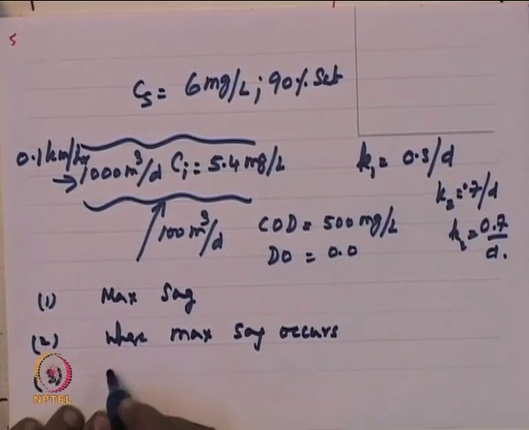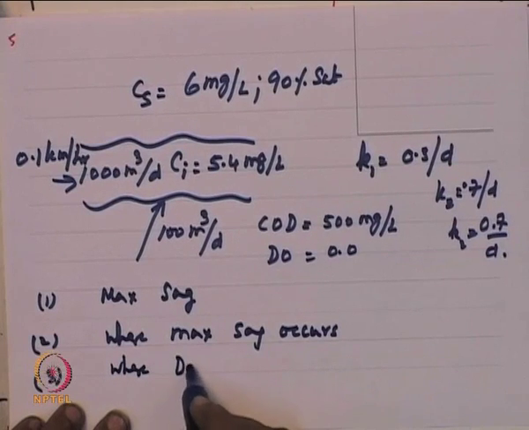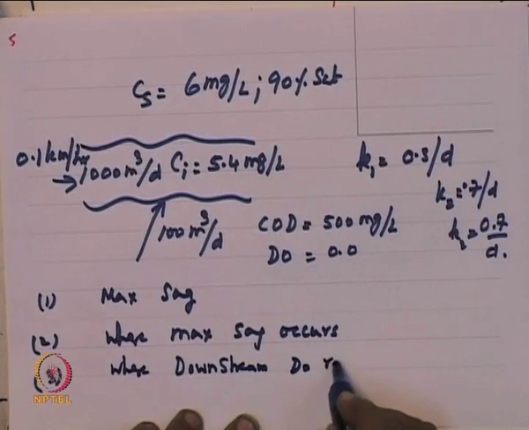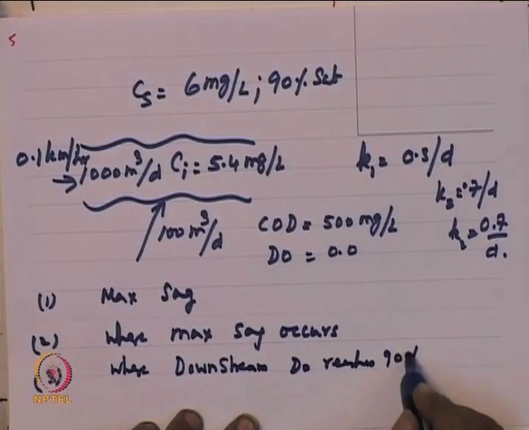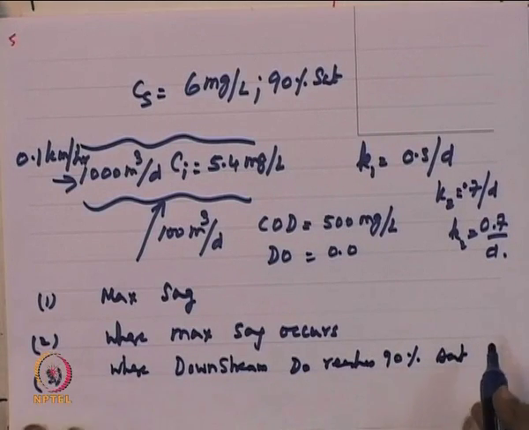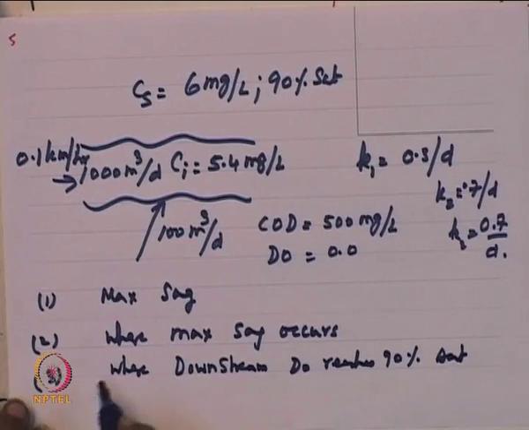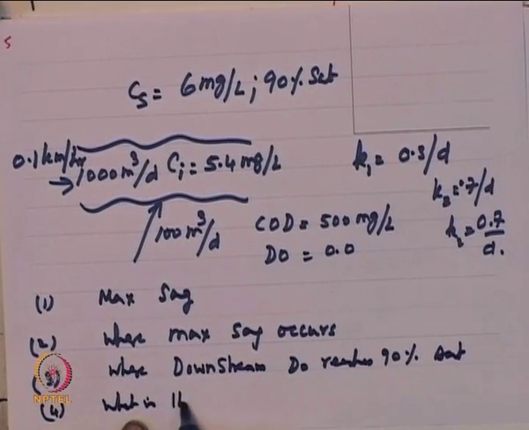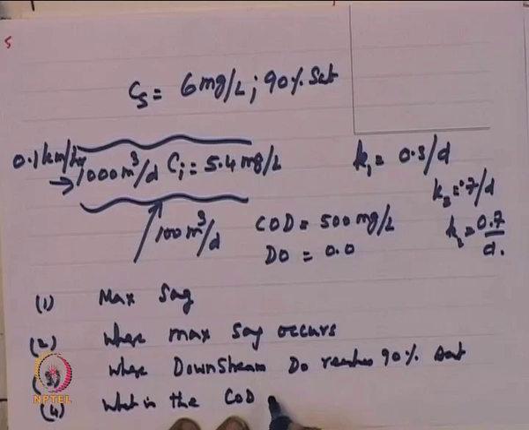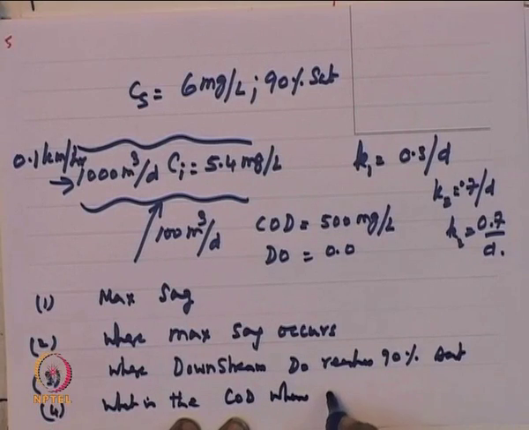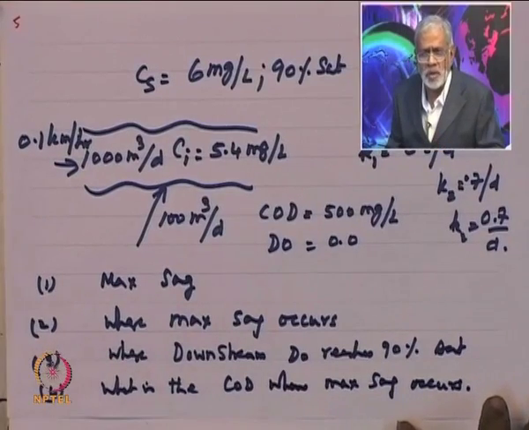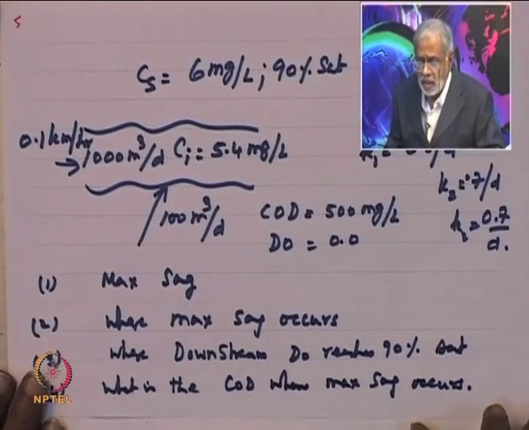and 3, where downstream DO reaches 90% saturation, okay, and 4, what is the COD when max sag occurs. These are all the usual questions that we would like to know about a river when it is affected by human interference.